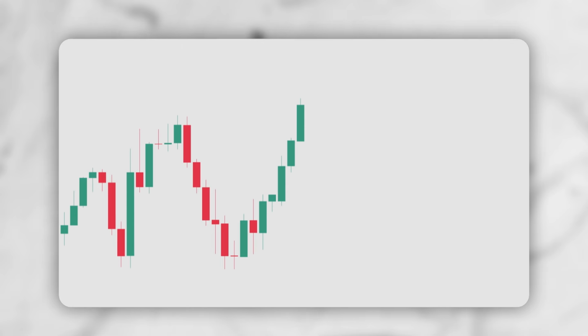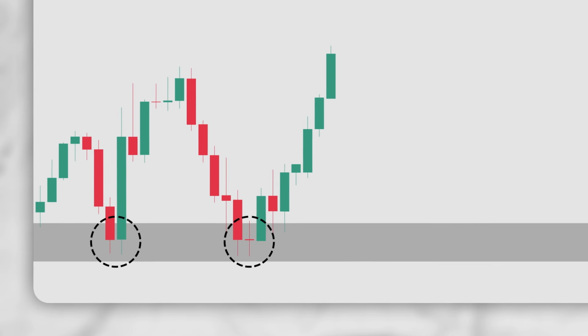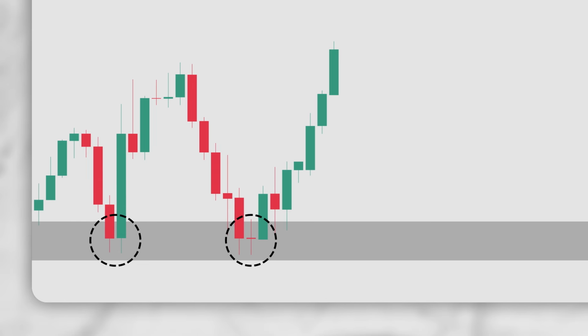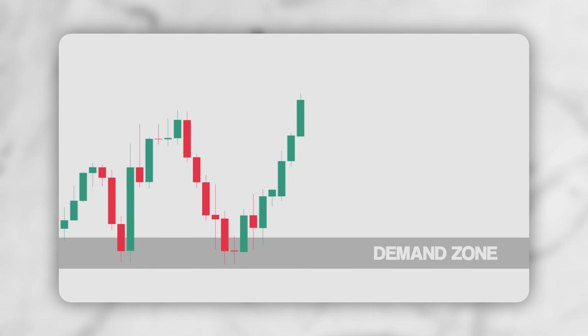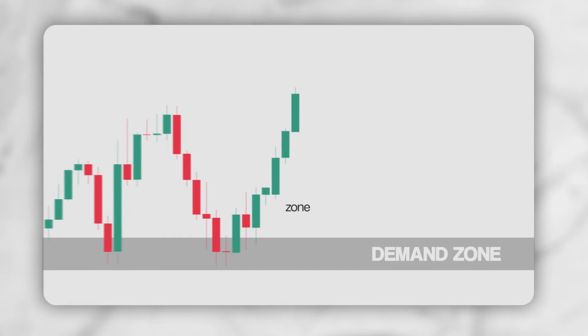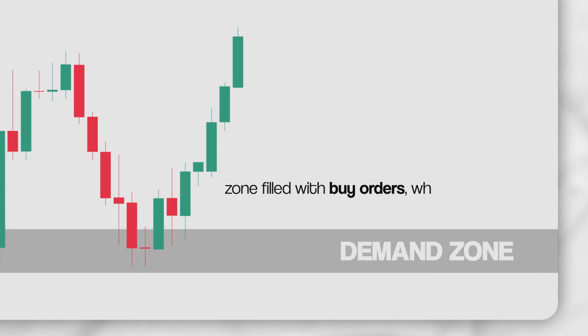On the chart, we can see that price previously reacted to this area twice. Each time price reached this zone, buyers stepped in aggressively and pushed the market higher. This gives us a strong reason to believe that a demand zone has formed here. A zone filled with buy orders, where sellers are unable to push price lower.